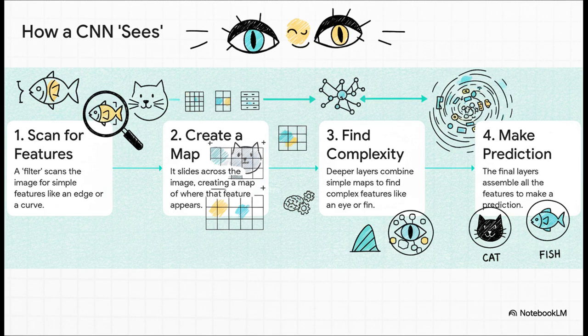Okay, so step 1. A tiny little filter scans the image, and it's looking for something super simple, like a straight edge or a little curve. Step 2, it slides that filter across the entire image, basically creating a map of everywhere it found that one simple feature. Step 3, and this is where the magic really happens. Deeper layers in the network take those simple maps and start combining them to find more complex things, like an eye or a whisker or a fin. And then finally, step 4, the last layers look at all these complex features that have been found and learn how to put them all together to make that final prediction. Yep, that's a cat, or no, that's a fish.